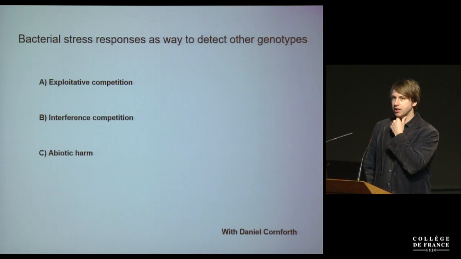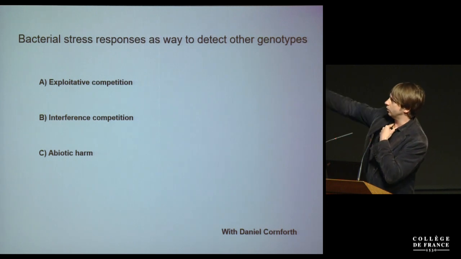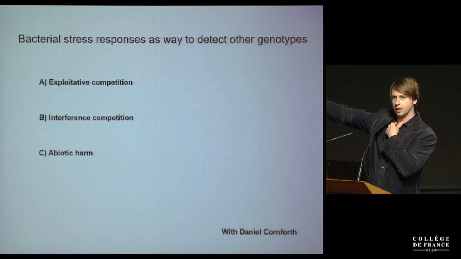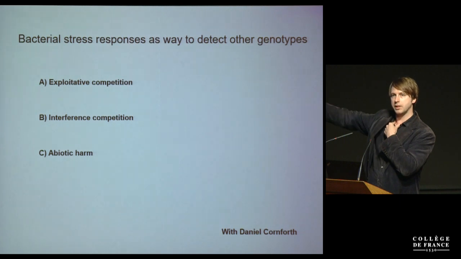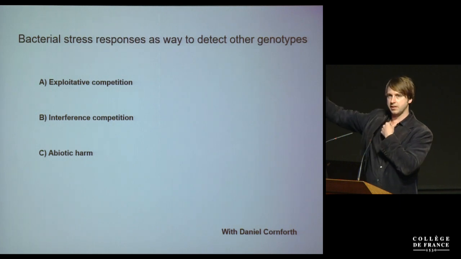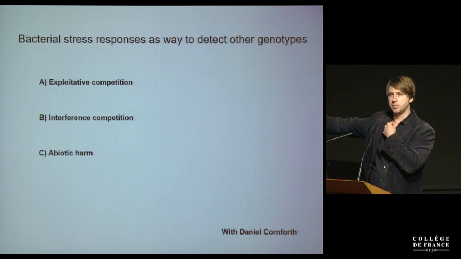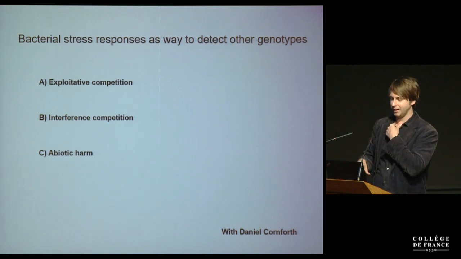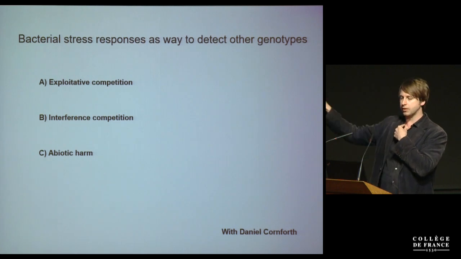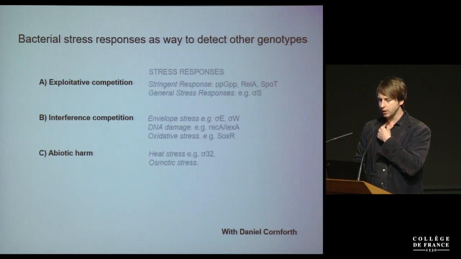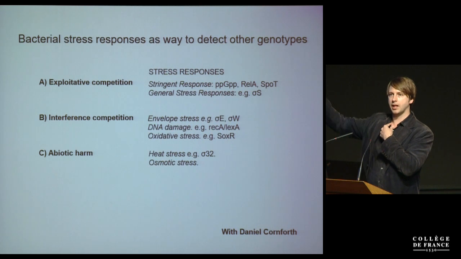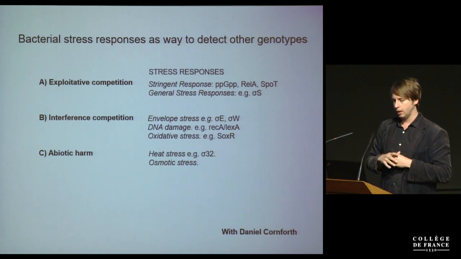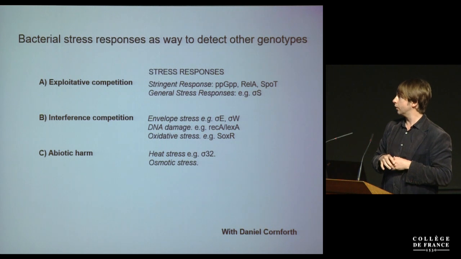Dan and I started chatting in the corridor one day in Oxford when Dan was there, and we noticed that you can take the traditional classifications of ecological factors that affect species: exploitative competition and interference competition, the two ways that species interact. Exploitative is basically stealing food, roughly speaking. Interference is being punched, or being hit with an antibiotic in the case of microbes. And then abiotic harm. Then we started to read a lot about stress responses, and we noticed that you could line up the stress responses, roughly speaking, to detect each of these types of ecological stress, if you like.